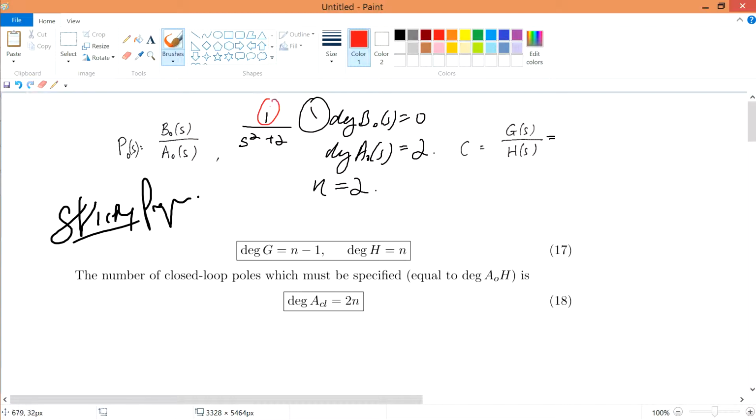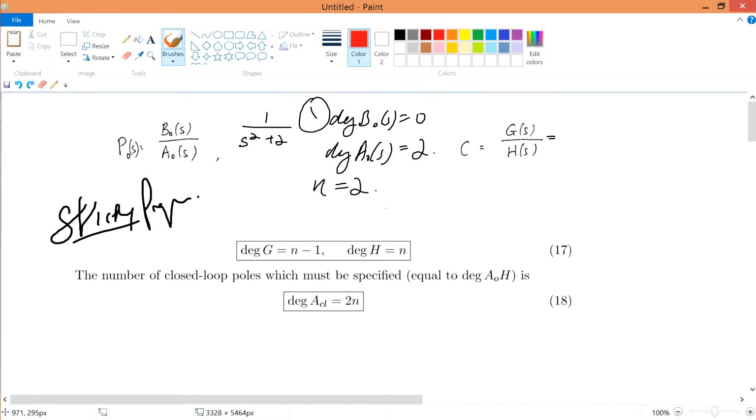At this part over here, your B has no order, so it's 0. For here it is second order, and therefore it's 2. So your n is equal to 2. Since you know your n equals 2, the next step is to predict the number of polynomials you have for your controller, and therefore you put your 2 inside the criteria for strictly proper.